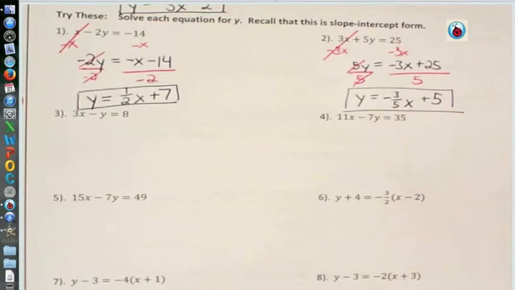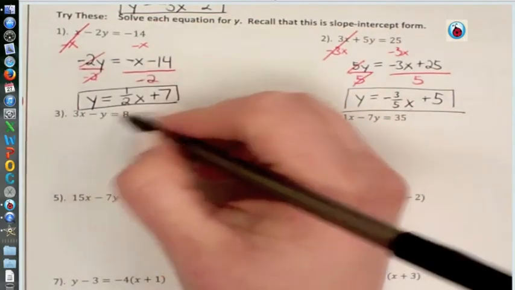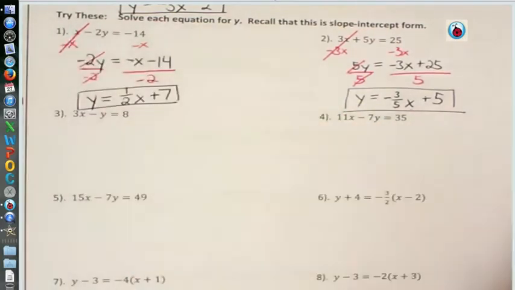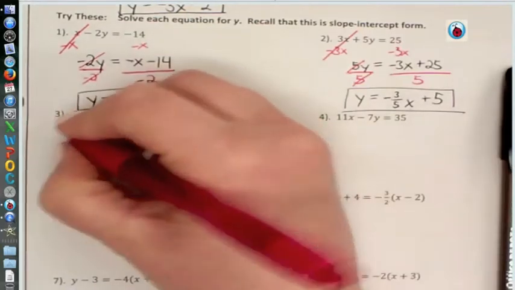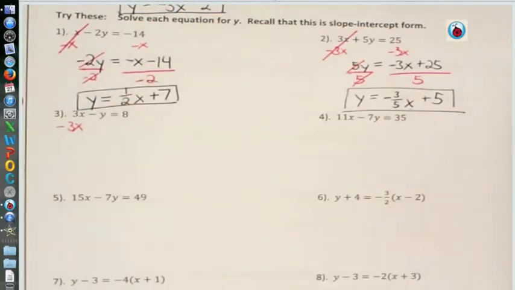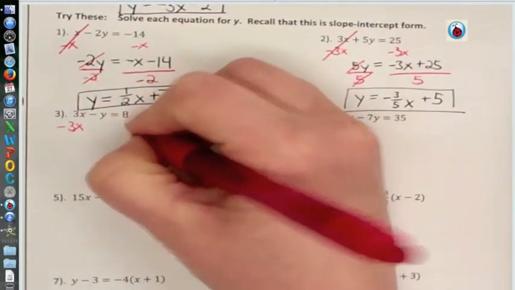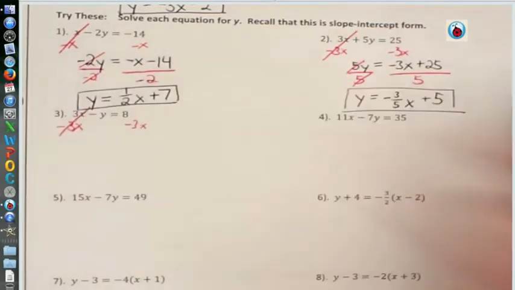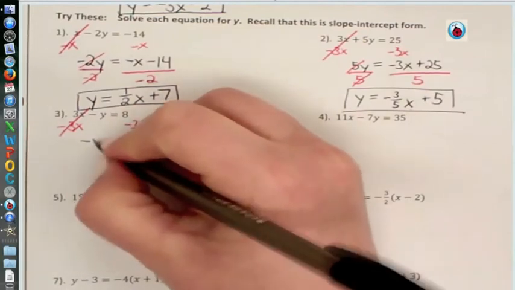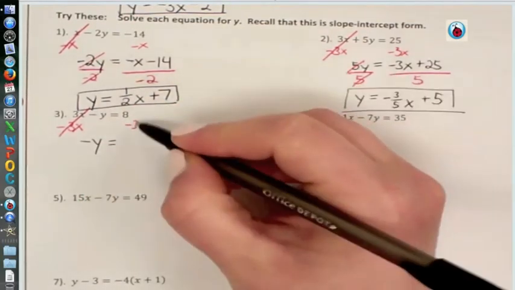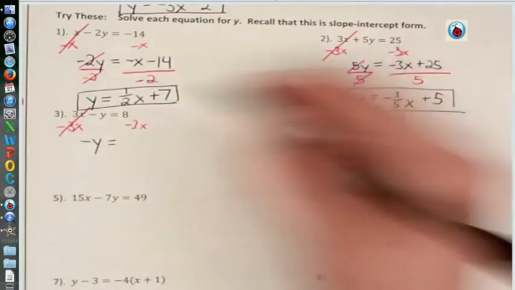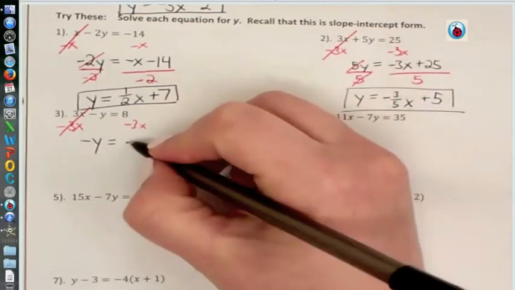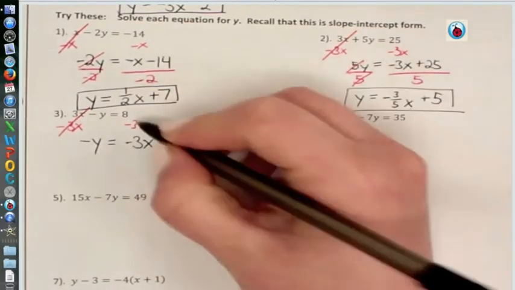I'll do one more of these with you. 3x minus y equals 8. I'll start off by getting rid of the x term on the left side, so I'll subtract 3x, subtract 3x. That cancels. I end up with negative y equals, I'll list the x term first like I did in the previous two, so that's negative 3x, positive 8.